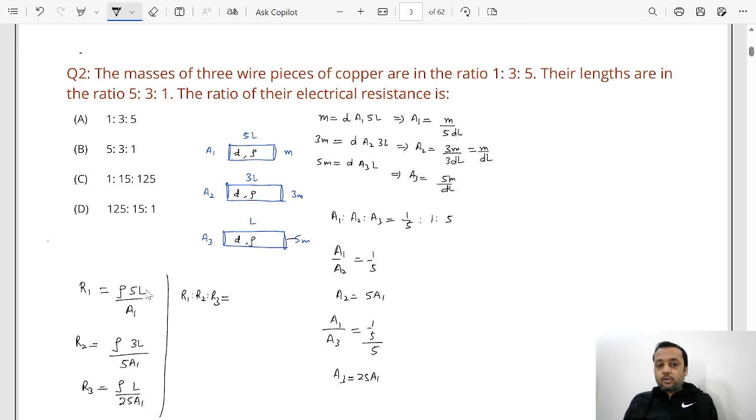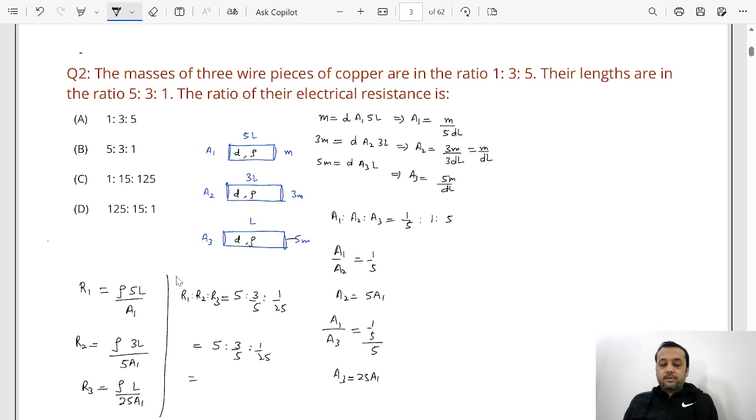Okay. Now if I take the ratio of R1 is to R2 is to R3, so look, rho L by A1 is present in all of them. In R1 you have a factor of 5. In R2 you have a factor of 3 by 5. And in R3 we have a factor of 1 by 25. Okay, so the answer will be 5 is to 3 by 5 is to 1 by 25.